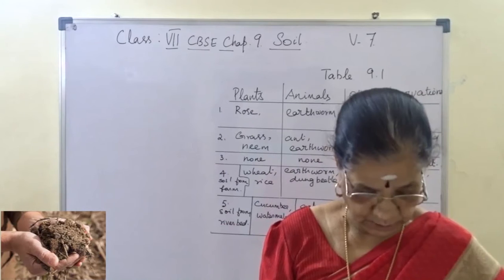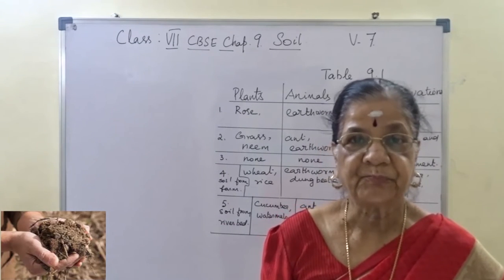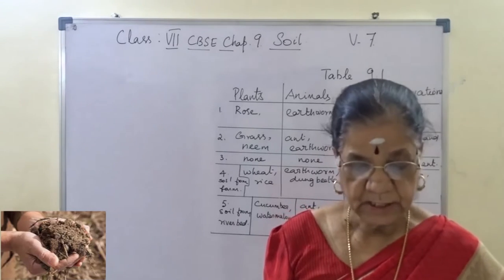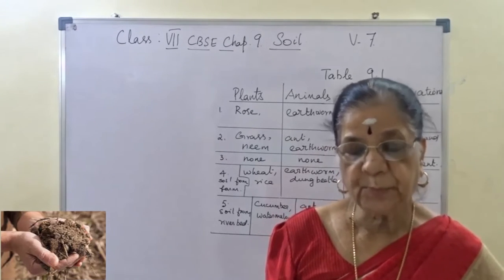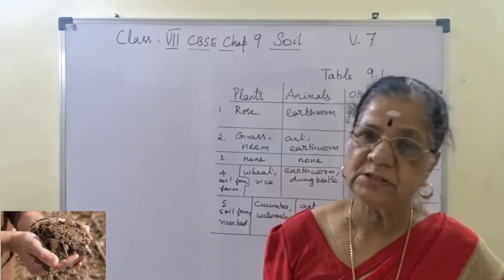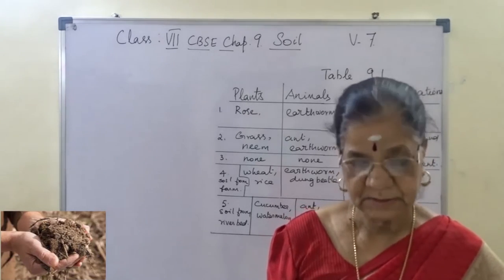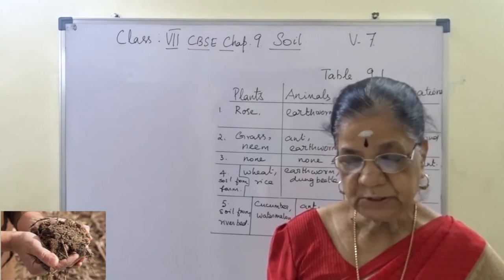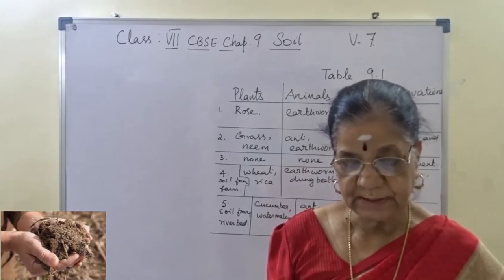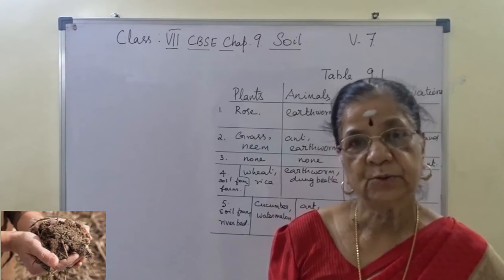Lesson 9, Soil, page 96. Okay, have the textbook with you. Now, soil is one of the most important natural resources. Natural resources are things that we get naturally, and they are available to us. It supports the growth of plants by holding the roots firmly in the soil and supplying water and nutrients.